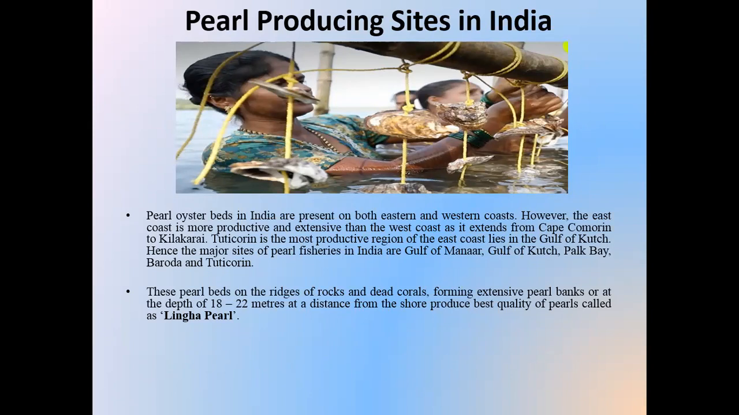Hence, the major sites of the pearl fisheries in India are the Gulf of Mannar, Gulf of Kutch, Palk Bay, Baroda, and Tuticorin. These pearl beds on the ridges of rocks and dead corals, forming extensive pearl banks, or at a depth of 18 to 22 meters at a distance from the shore, produce the best quality of pearls called Linga pearl.